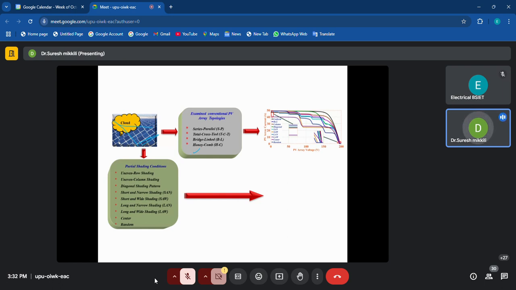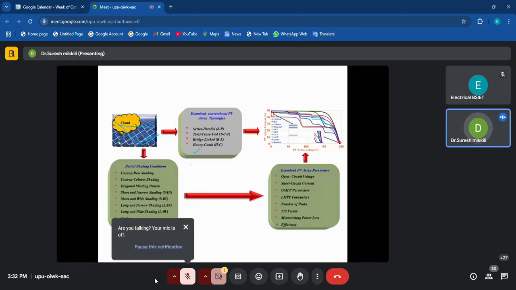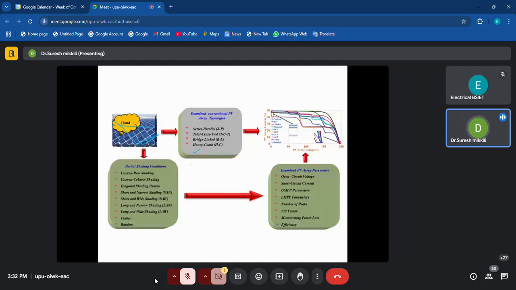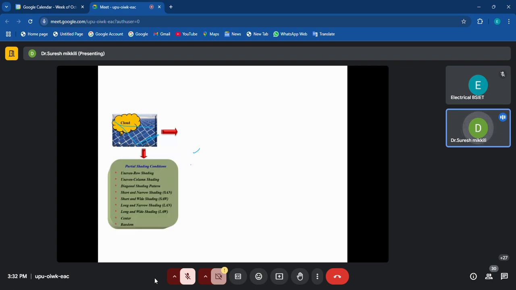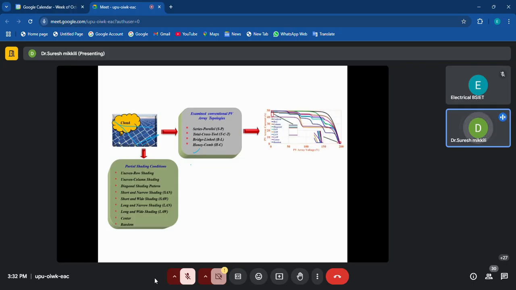When you measure the IV and PV curves from the voltages, currents and powers, the output parameters that can be analyzed are open circuit voltage, short circuit current, global maximum power point parameters, local maximum power points, number of peaks, fill factor, mismatching loss, and efficiency. All these parameters can be solved in the system. When PV modules are connected in different configurations and different shading happens, we are going to analyze the IV and PV characteristics. These simulations I will show you on the last day.